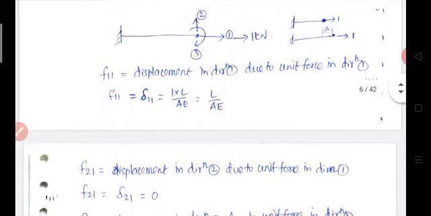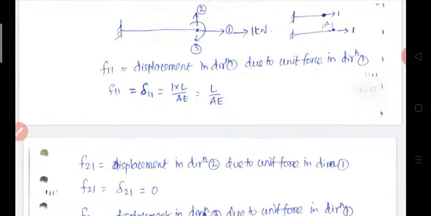Then F21 means the displacement in direction 2 due to unit force in direction 1. In this case F21 is equal to 0. Why? Because we applied the unit force along the axis of the member, so it can deform only along the axial direction. There is no transverse displacement. Therefore F21 is equal to 0.